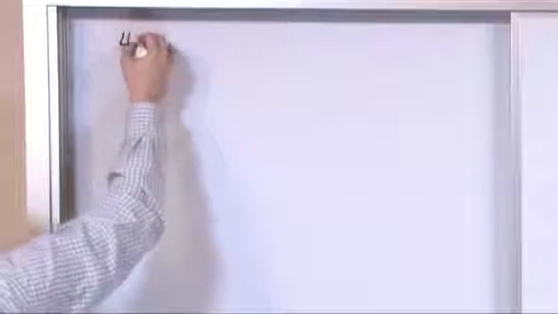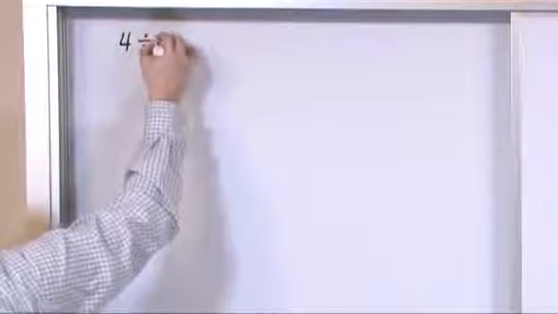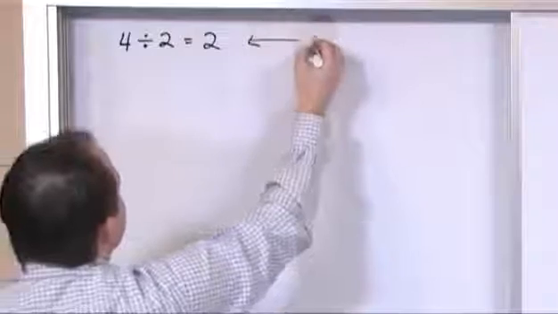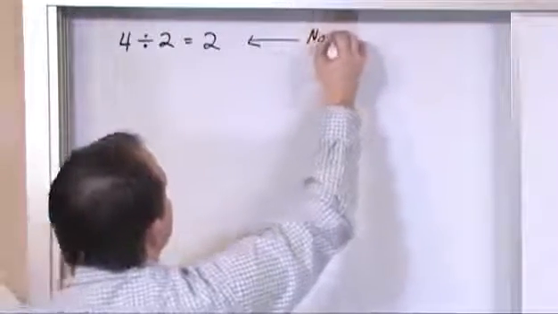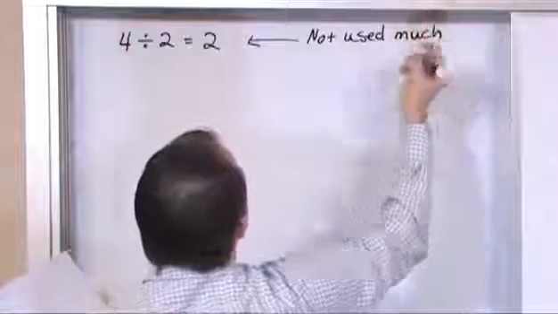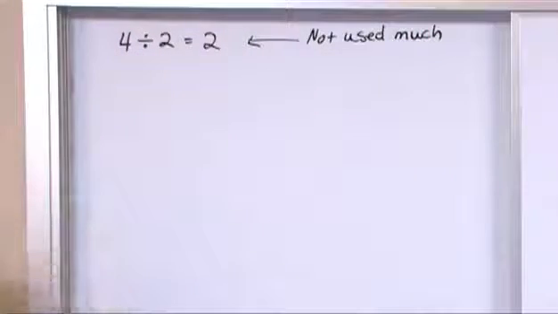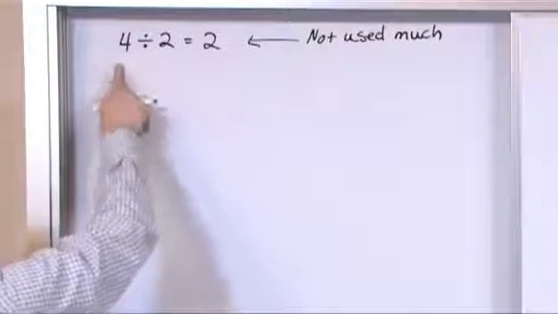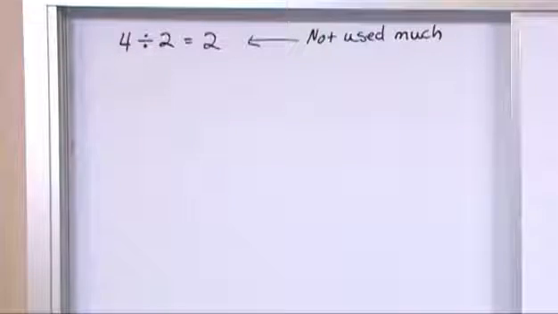The way that you've seen it up until now is something like 4 ÷ 2 is 2. Now you don't see this used much, and the reason is just because this symbol is kind of cumbersome. We've been using parentheses and other things so far, and just to write the symbol down is kind of messy. So you're not going to see it too much in algebra, but I'm letting you know that's one way that you can write division.